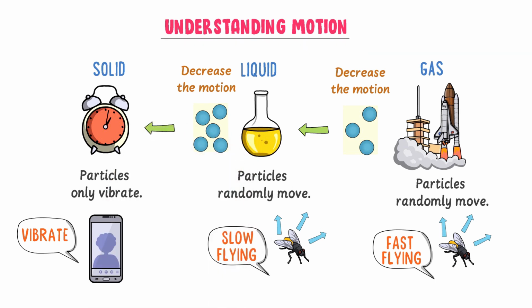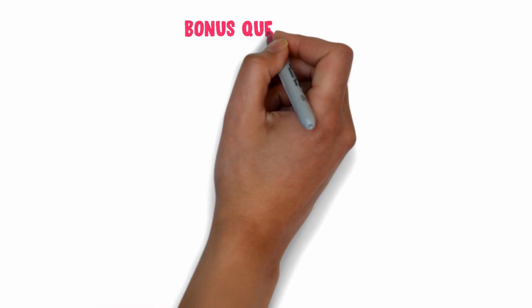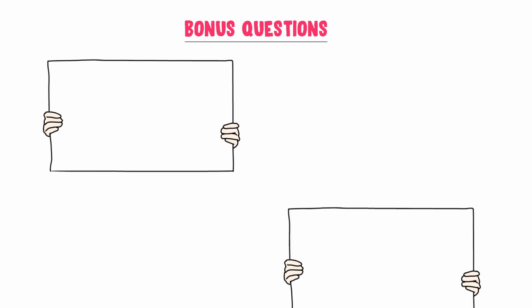Thus we have learned that change of state is a matter of motion of particles. We can change the state of a matter by increasing or decreasing the motion of particles. Thus note down these important points. Now let me teach you two bonus questions.